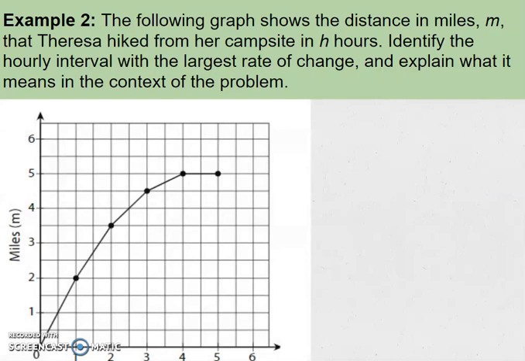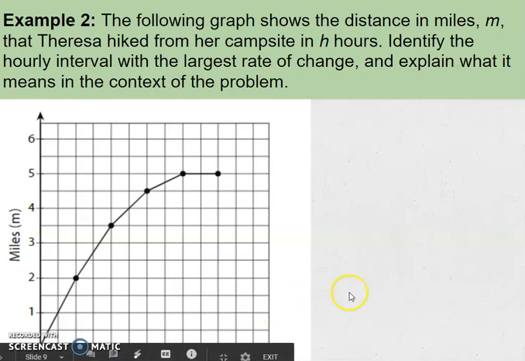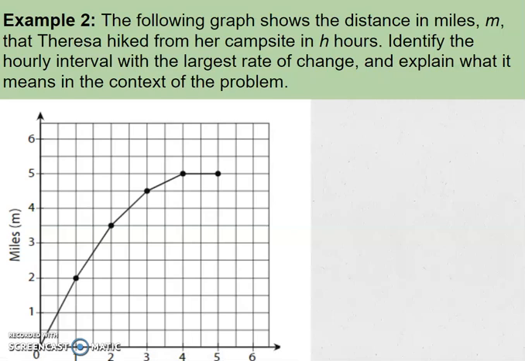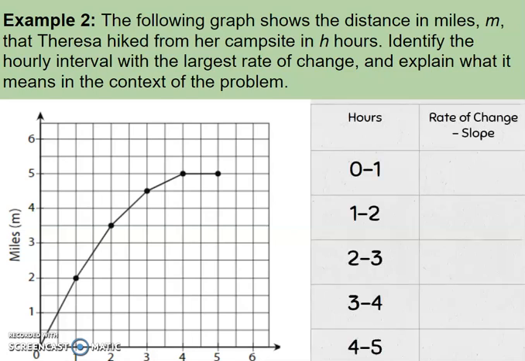In this second question, the graph gives us information on the time in hours along the x-axis, and then the miles that Teresa travels along the y-axis. So we're to look at the different hourly intervals to determine which one has the greatest rate of change. The different intervals will be hours 0 to 1, 1 to 2, 2 to 3, 3 to 4, and then 4 to 5.